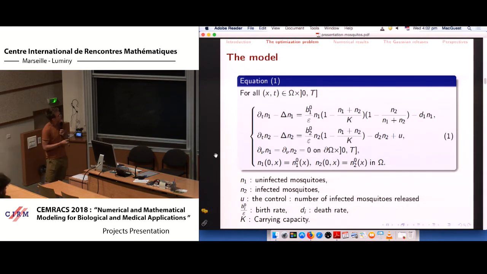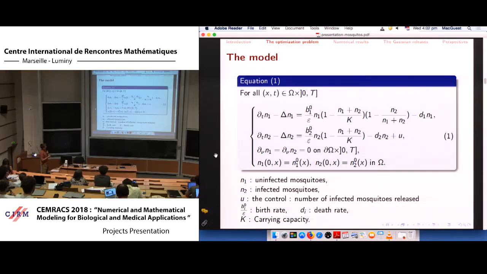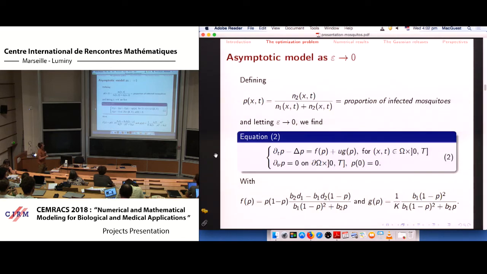Also, I forgot that in front of the birth term, there is 1/epsilon, which means that mosquitoes produce a lot of eggs, and this is why there is 1/epsilon.